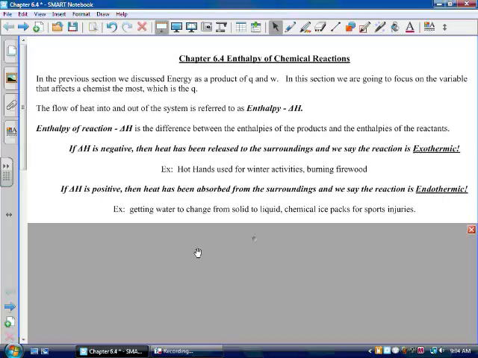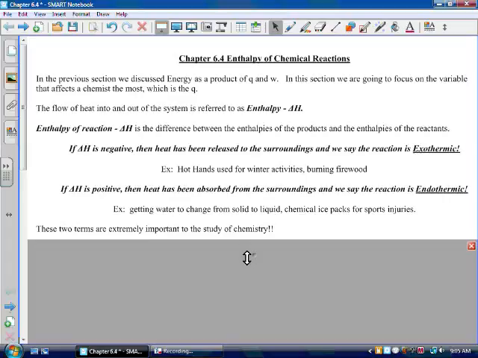If delta H is positive on a chemical reaction, that means the heat has been absorbed from the surroundings, and we say the reaction is endothermic. Endo meaning to enter. Again, getting water changed from a solid to a liquid is endothermic because it requires heat energy. Chemical ice packs for sports injuries are endothermic because they pull in heat from the surroundings and they get cold, right, or they feel cold to your hand.